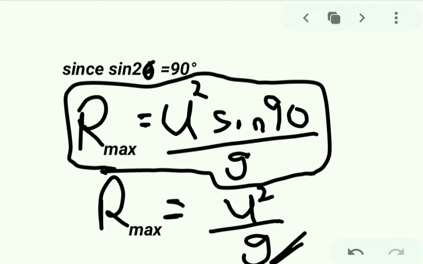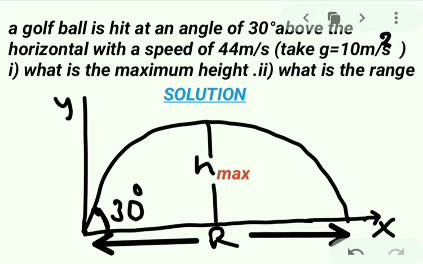Now, we are given a question. Let's say a golf ball is hit at an angle of 30 degrees above the horizontal with a speed of 44 meters per second. Now, we should take g as 10 meters per second square. What is the maximum height? What is the range?